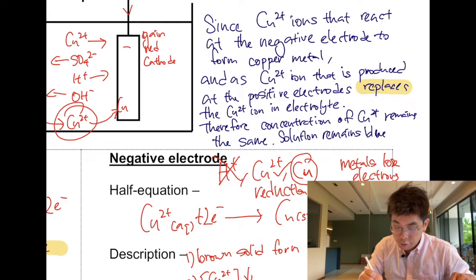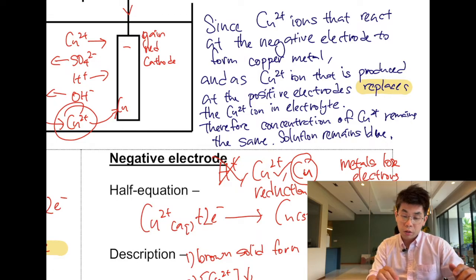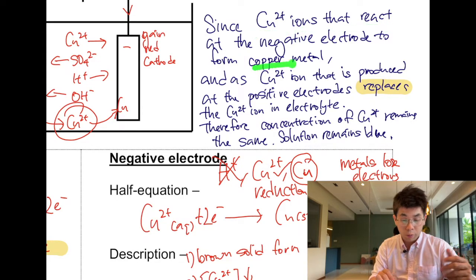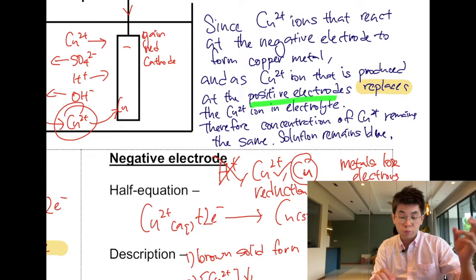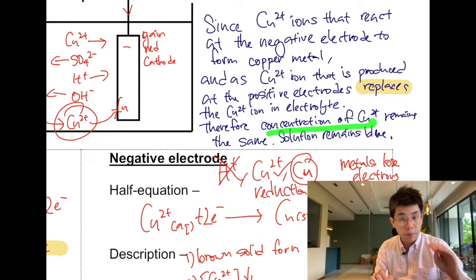And because the concentration of Cu2 plus remains the same, the solution remains blue. And this is very different from the previous example. Okay, so just to recap, Cu2 plus ions are converted to copper metal. The Cu2 plus ions are replaced because the positive electrode produced Cu2 plus ions. So the keyword here is replace. The concentration of Cu2 plus therefore remains the same.